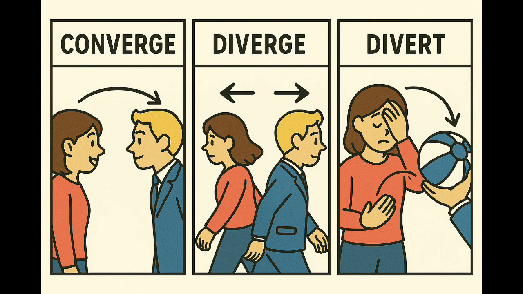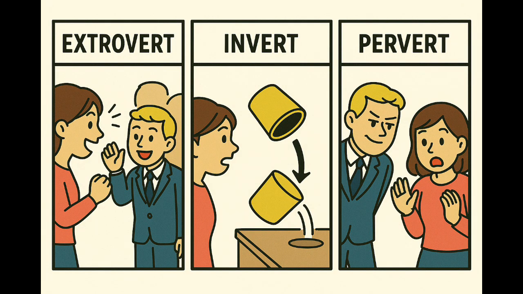This is great. What about personality types? Extrovert, introvert. Well, wait. Vert, turning. Extro is outward. Intro is inward. So an extrovert is someone whose interest turns outward. And an introvert's turns inward. That's actually built into the word.